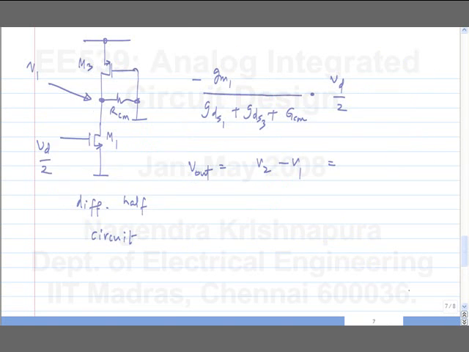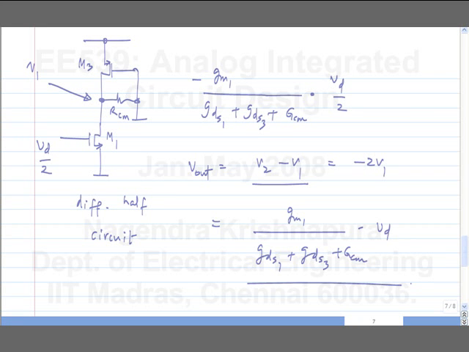So this was the differential equivalent circuit, and the output is V2 minus V1, which is minus 2V1, right? So the gain of the circuit is this much.